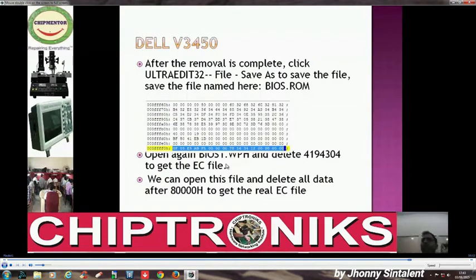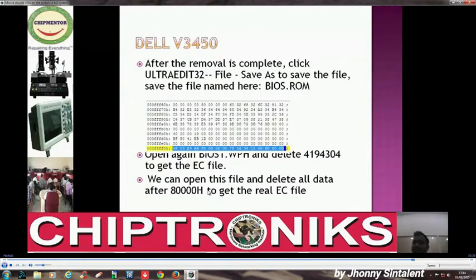So we will delete 4194304. How has this number come? 4 MB, that is 4 into 1024 KB into 1024 bytes, that is 4194304 bytes. So we delete it and we have got the EC, but the EC should be 512 KB. So we'll delete the data after 800H, and we'll get the 512 KB EC BIOS.